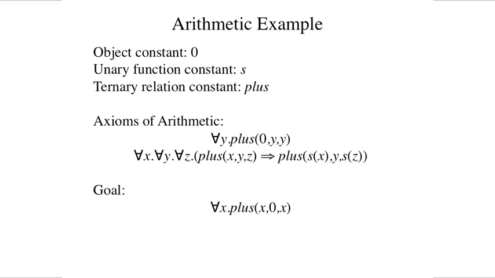The first axiom here tells us that 0 is a left identity for addition. 0 added to any number produces the number as result. As it turns out, given these definitions, 0 must also be a right identity. That is, it must be the case that for all x, x plus 0 is x. Let's prove this.